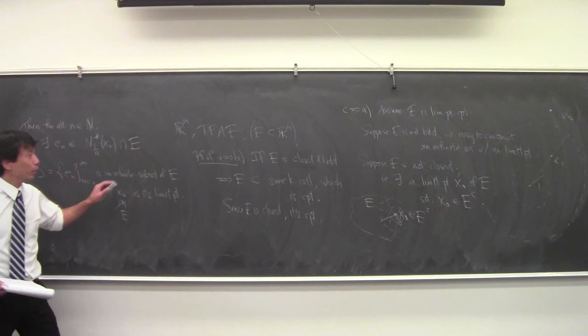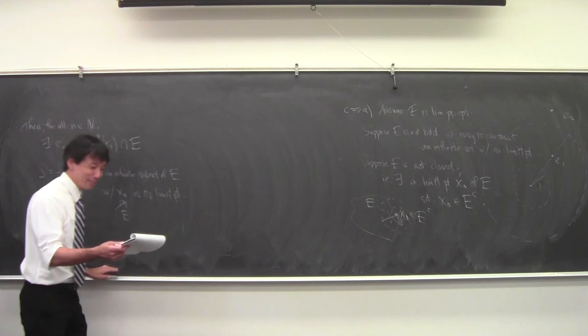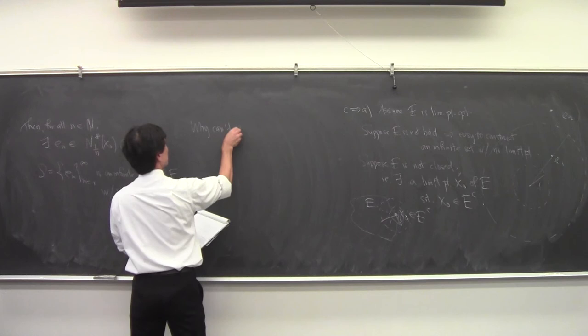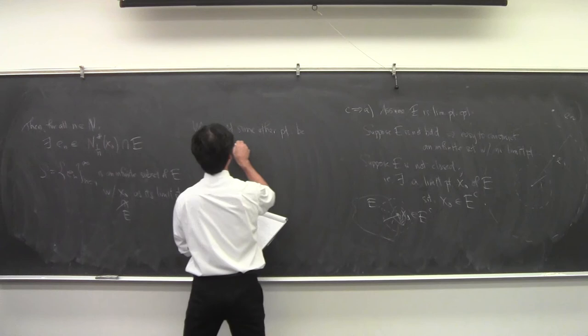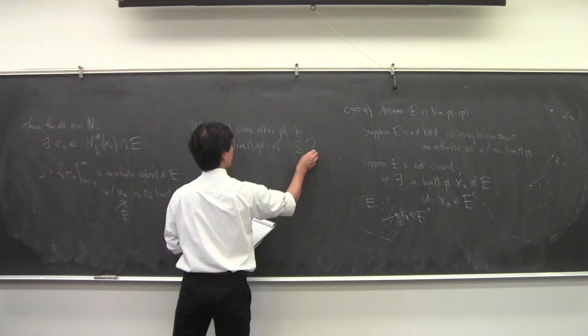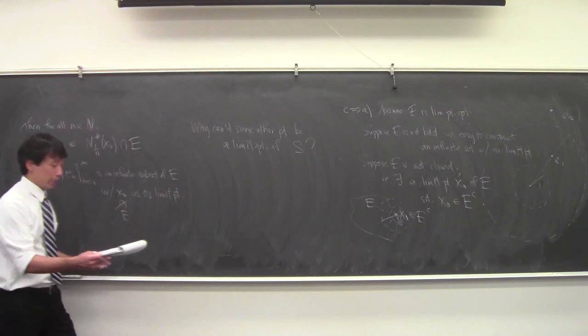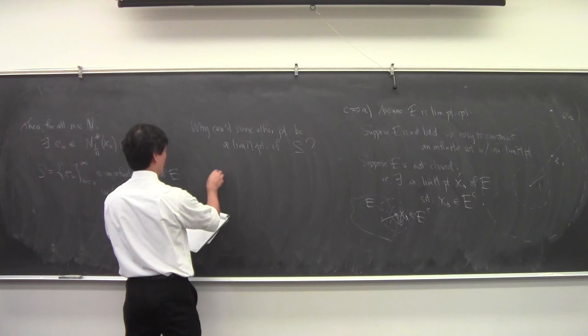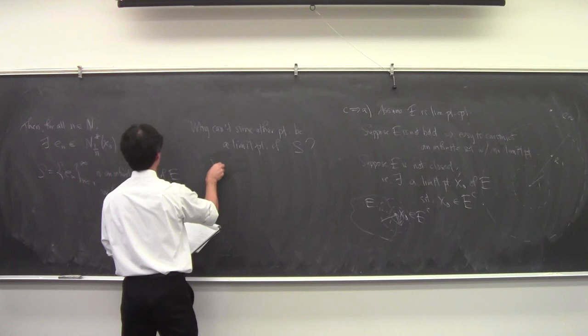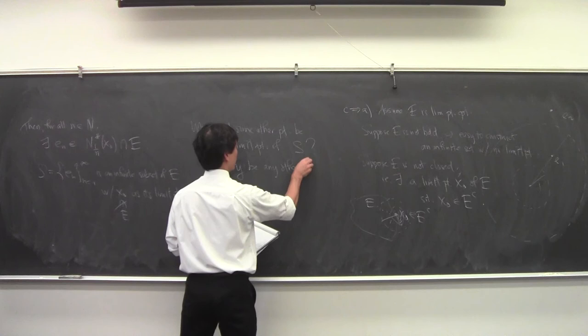Now I do need to say one more thing before somebody corrects me. You might ask, why can't some other point be a limit point of S? It's clear that x naught is a limit point of S, but that doesn't rule out that there might be some other limit point of S, right? Suppose, let y be any other point in your set.